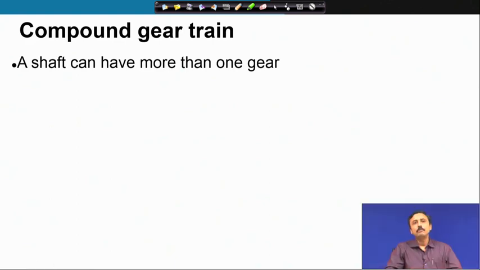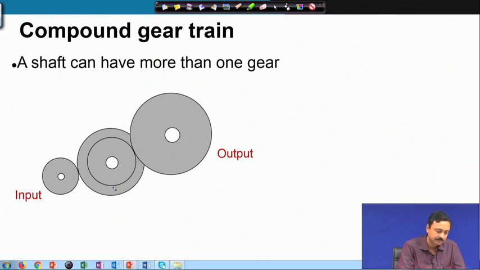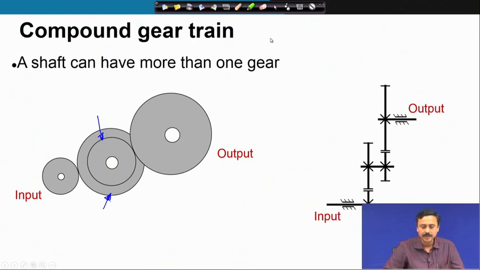Now, let us go over to a compound gear train. When a shaft contains more than one gear, then the gear train is called a compound gear train, and the axes are of course fixed, as we have discussed. This is an example of a compound gear train. Now, here we have two gears, one is this, the other is this. This will be more clear in this schematic diagram.